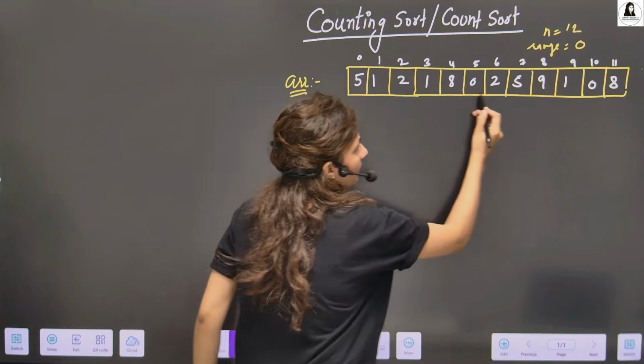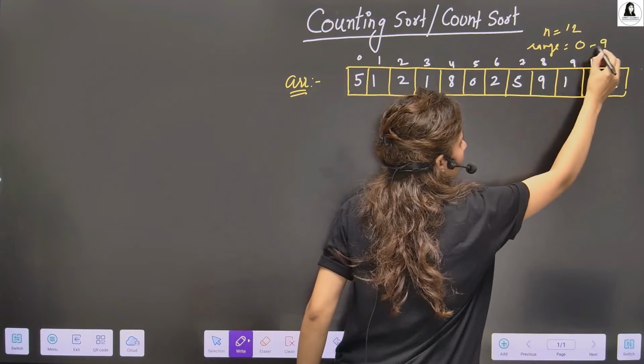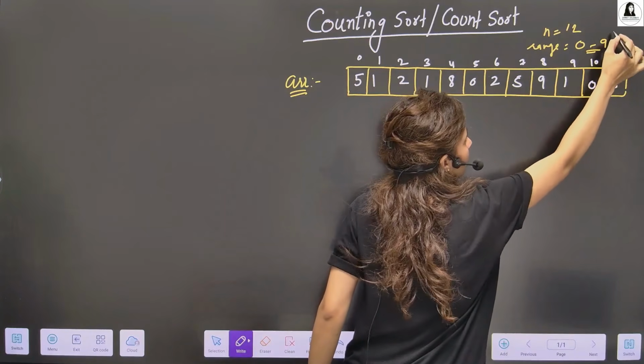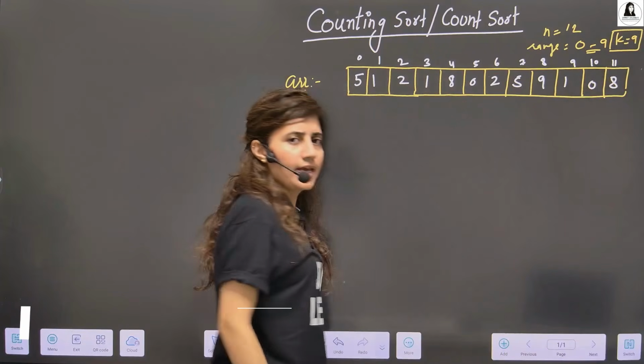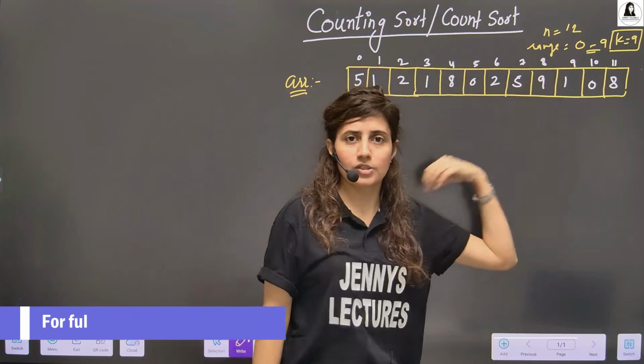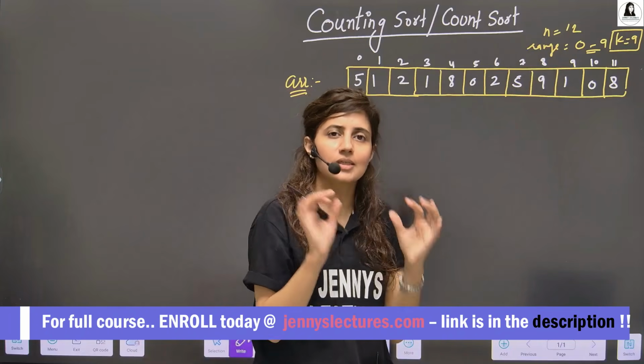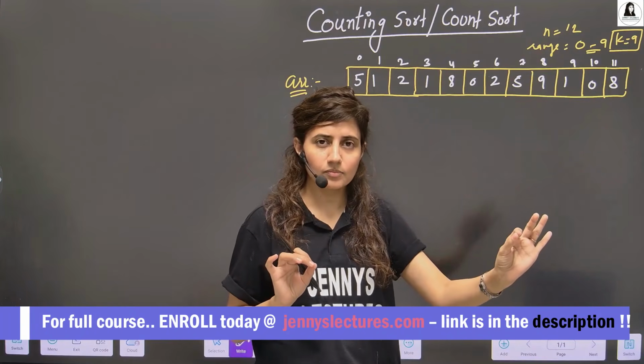So what is the maximum element from here? 9. 0 to 9. Or we sometimes call it k. K is equal to 9. Sometimes the range is given in questions. 9 means elements are present in the range 0 to 9.